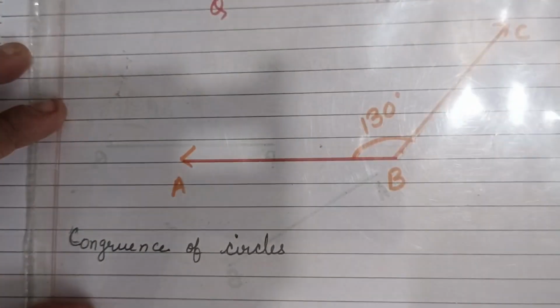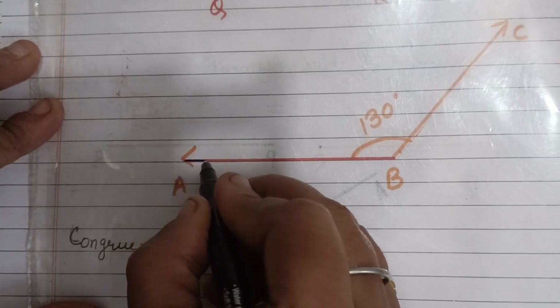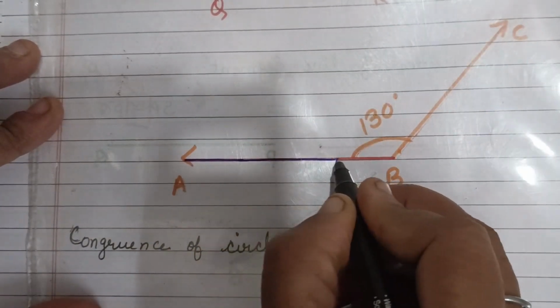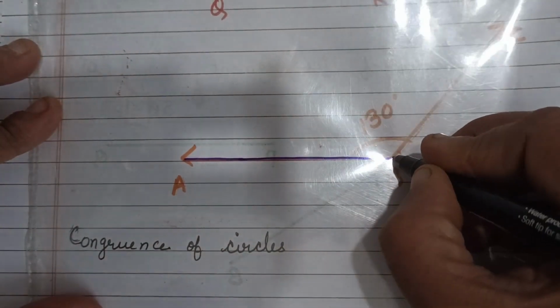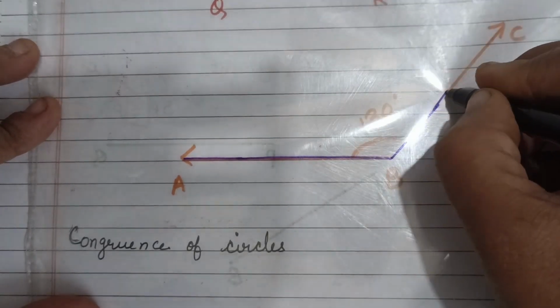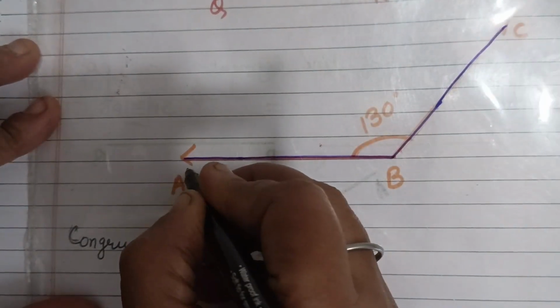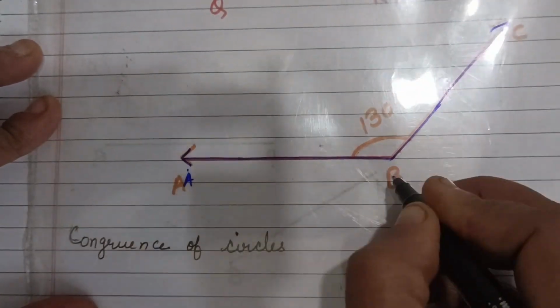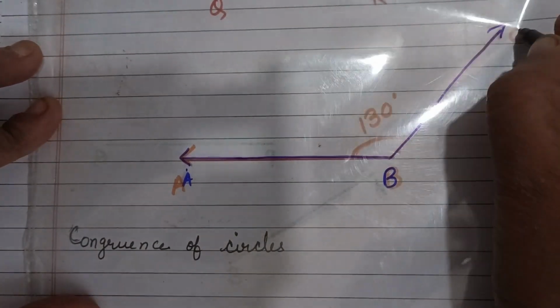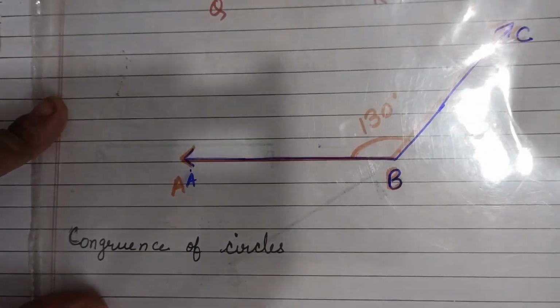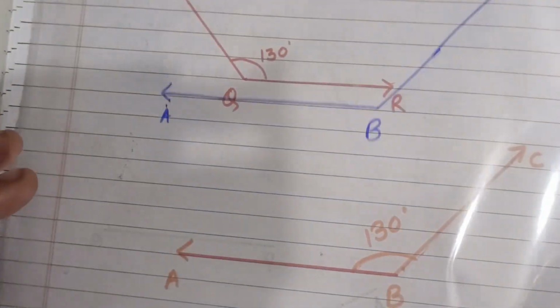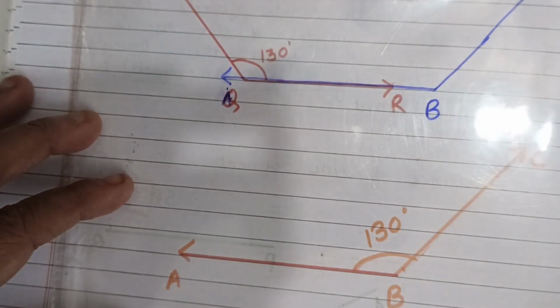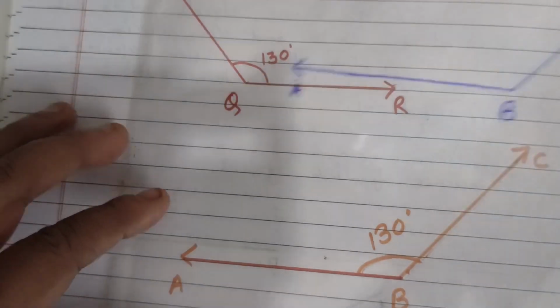Here I have taken one trace paper. I have made the trace of angle ABC. This is A, this is B, and this is C. Now I am superimposing this angle on this PQR. Now they are not superimposing, no issues.